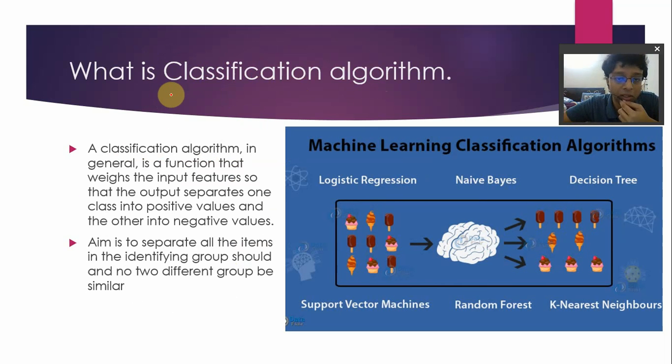The basic premise is that a classification algorithm is one which classifies given input into groups, in which the aim is to separate all the items into identifying groups and no two groups should be similar. Like if we have ice cream and cake, then they should be separate. A classification algorithm in general is a function that weighs the input features so that the output separates one class into positive values and one into negative. So these are all weighted so that they are classified into groups.